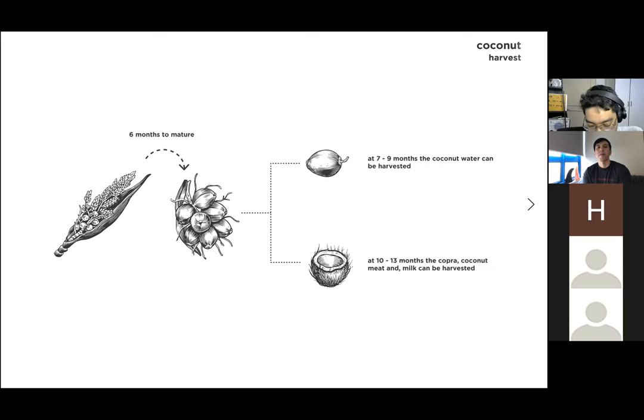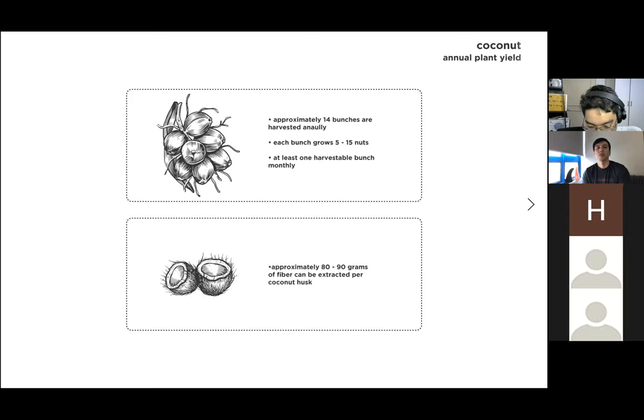So when harvesting coconuts, it takes 6 months for the flowers to mature into actual fruit. And then if you want to get the coconuts for the coconut water, it should be harvested between the 7 and 9 month period after it turned into the fruit. And if you want it for the copra, the coconut meat or the milk, it should be harvested at 10 to 13 months.